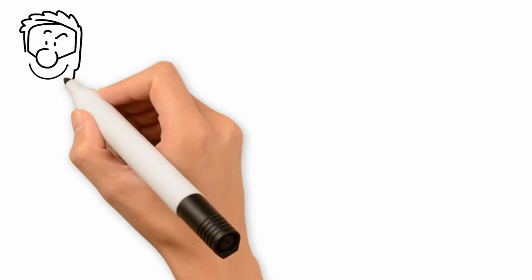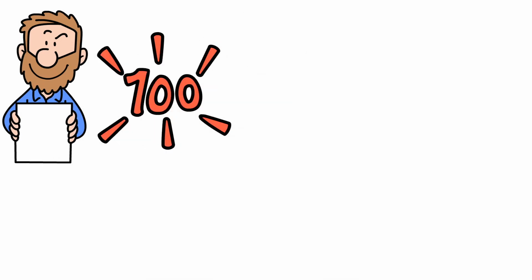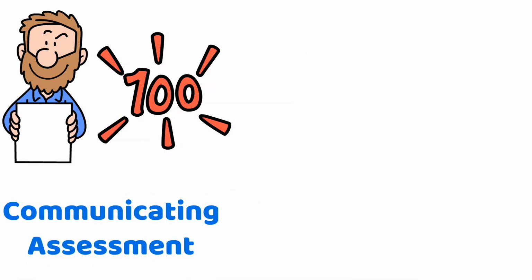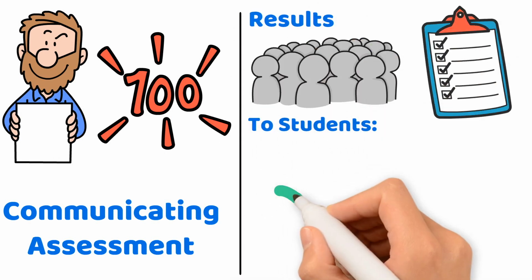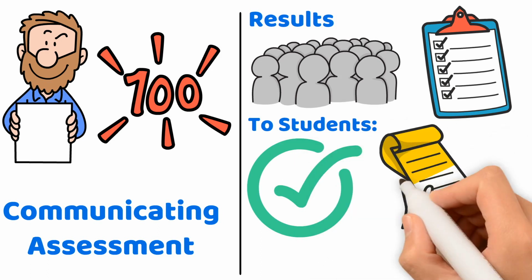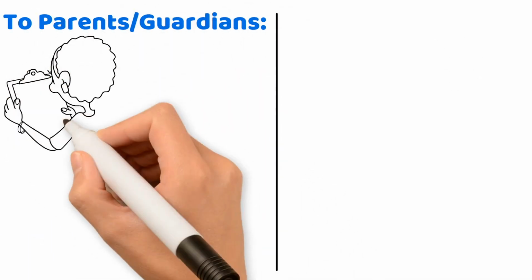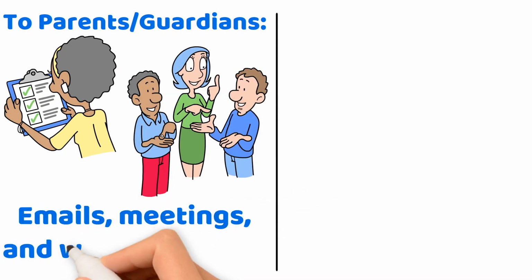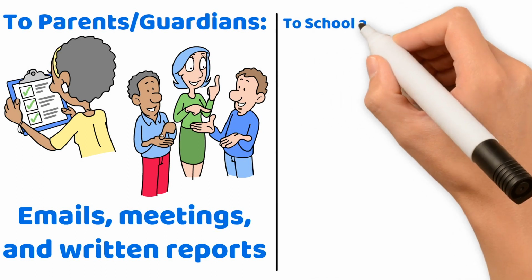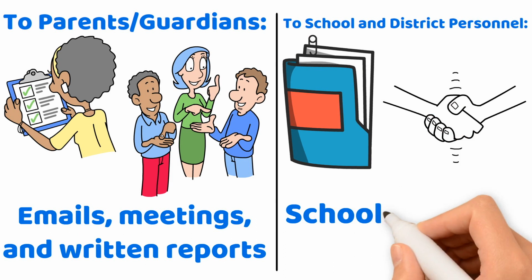It's highly likely that on your teacher certification exam, you will be asked how to effectively and appropriately communicate assessment results. So let's talk about the different people we share these results with. To students: provide clear, specific feedback based on standards through daily interactions and periodic conferences. To parents/guardians: share detailed updates on progress and areas for improvement through various communication methods like emails, meetings, and written reports. To school and district personnel: ensure systematic reporting of progress and assessment results to support school-wide and district-wide planning and support.